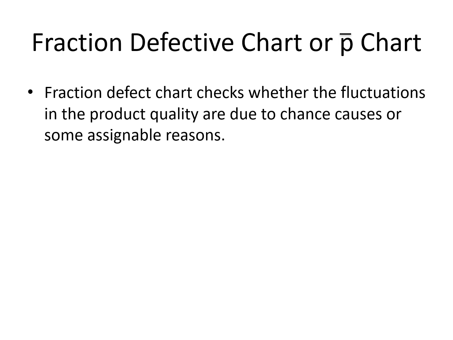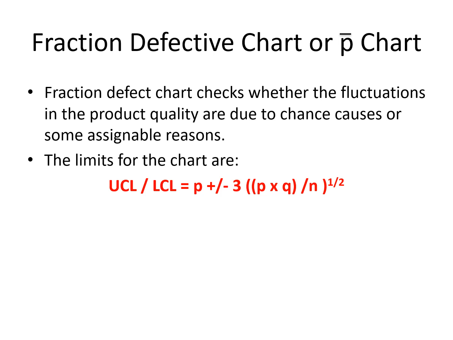And based on that, we have the limits for the chart, the upper control limit and the lower control limit, which is given with the formula as shown here. We have the formula for the upper control limit, which is P plus 3 times the square root of PQ upon N. I will explain this formula with the help of an example also. And similarly, we have the lower limit, where it is P minus 3 times the square root of PQ upon N.